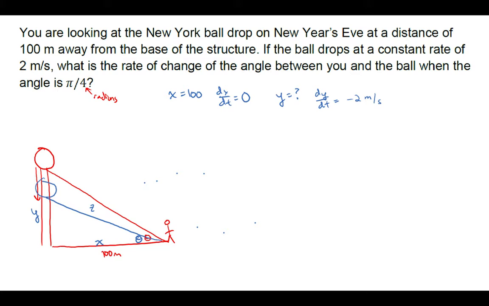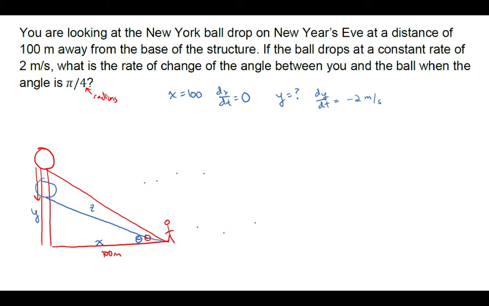Z we're actually not going to worry about, and you'll see why in a sec here. The reason is because we're going to use a trig formula, a trig ratio, in order to solve this. And Z is kind of irrelevant. We're not going to be doing the Pythagorean theorem in this because it asks us a question about an angle. It doesn't ask us a question about the distance between the person and the ball or something like that.